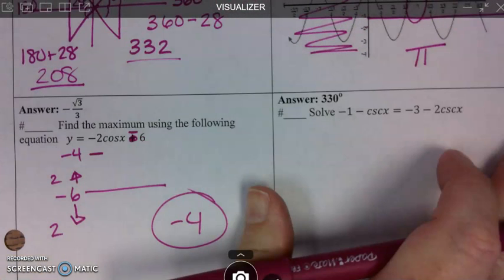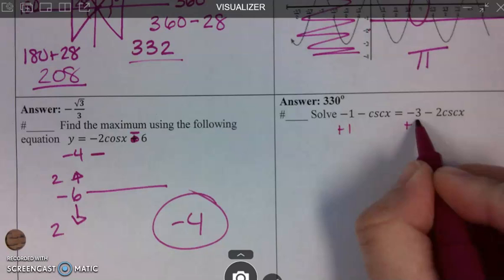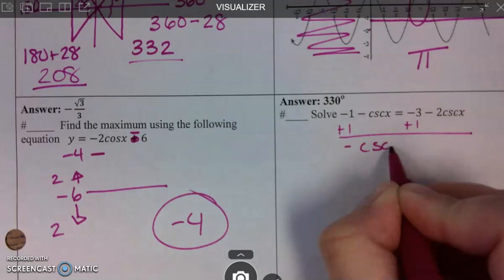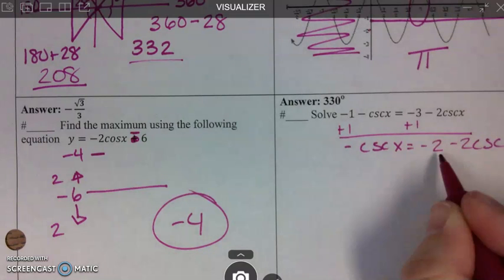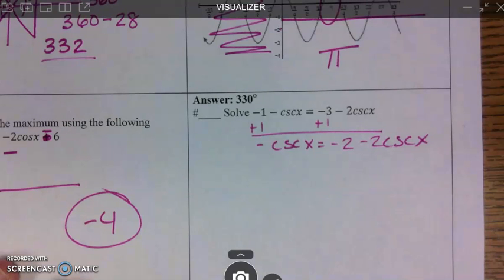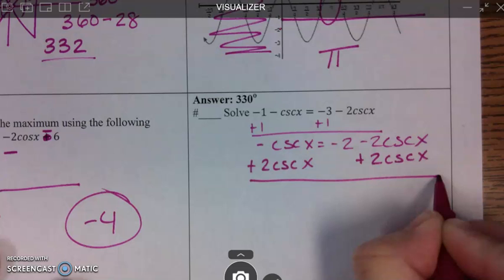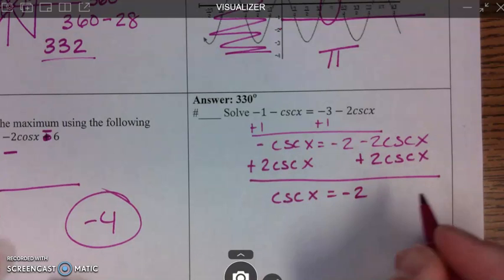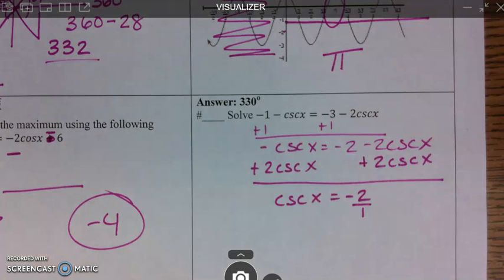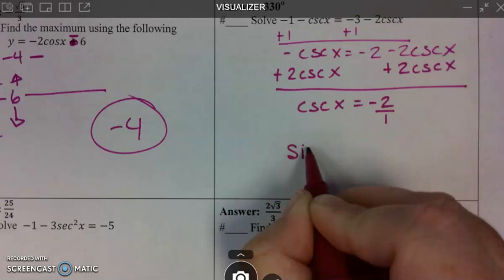Okay, step 1, collect like terms. So I'm going to add 1 to this side. And I get negative cosecant x equals -2 minus 2 cosecant x. And remember, we cannot combine these because one has cosecant and the other doesn't. So we're going to add 2 cosecant x to this side. And I get cosecant x equals -2. So remember, we put that over 1. The reciprocal of cosecant is sine, and we flip this.